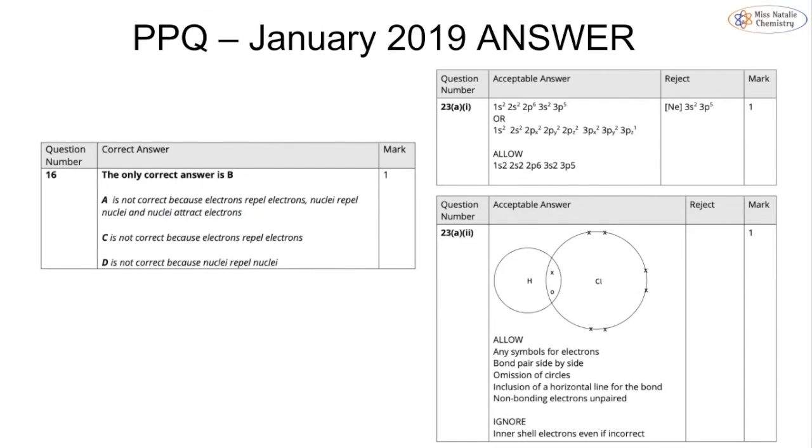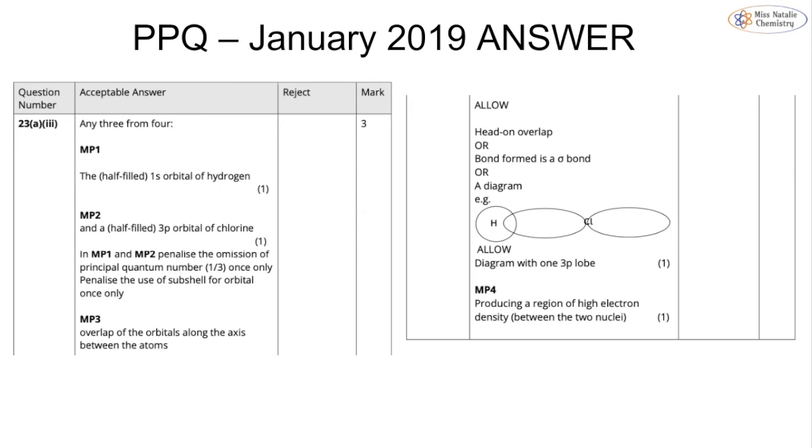So you can see there's the mark scheme for the first questions, and then the mark scheme for the last one. There are 4 possible points. So we got mark point 1, mark point 2, and mark point 3. And you can also see that you get a region of high electron density, just referring to the point of overlap. But you only need to say 3 out of the 4 points.